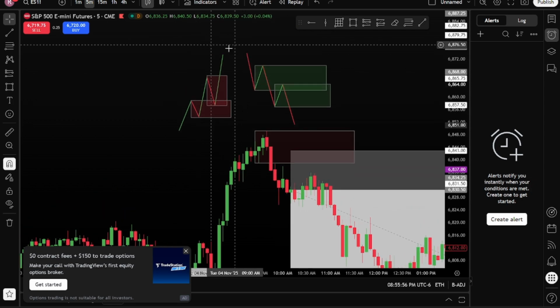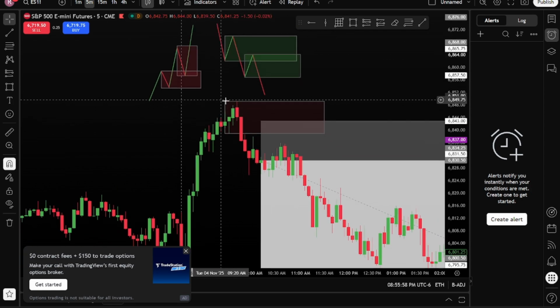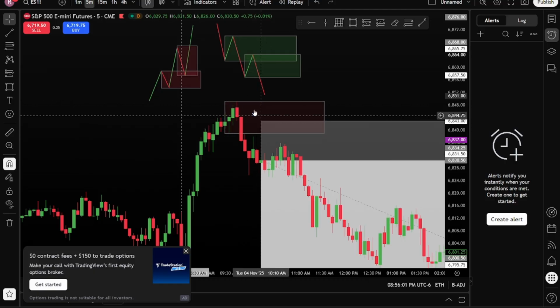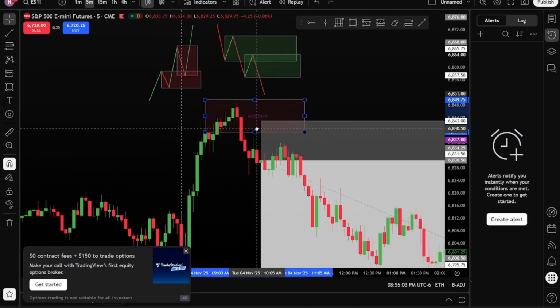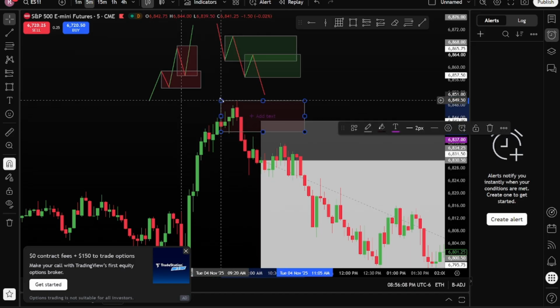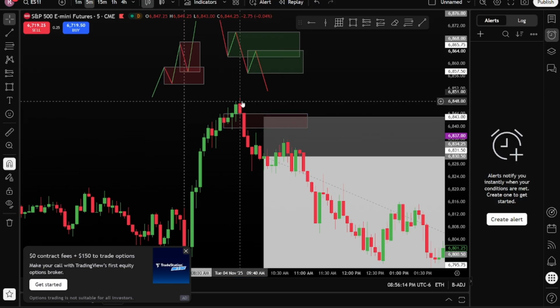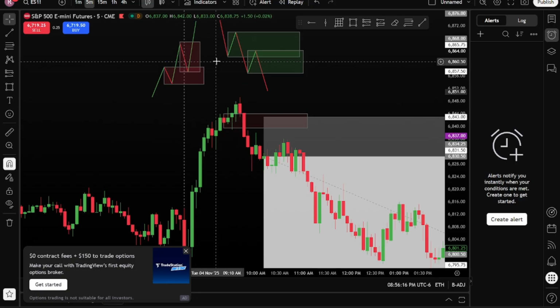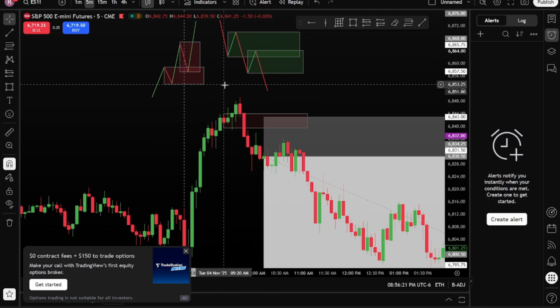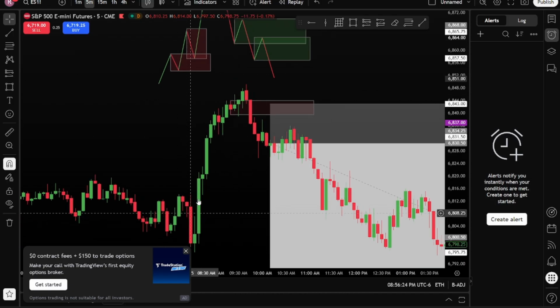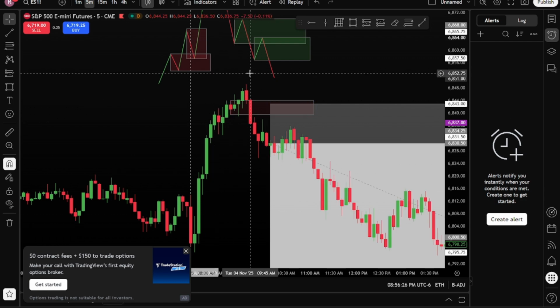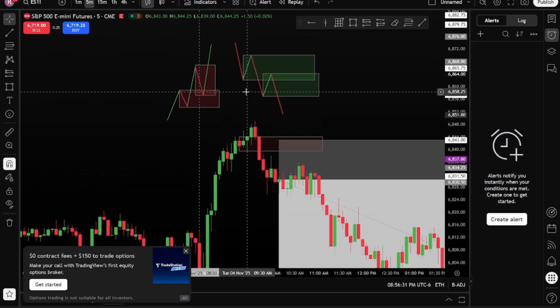The only place I would use my breaker blocks is right here. That's an order block I have marked out. Right here is the only place I would use a breaker block. The very tip, or where the most liquidity has been swept, the highest point on the uptrend or the lowest point on a downtrend, that is the only place I would use a breaker block or an order block.